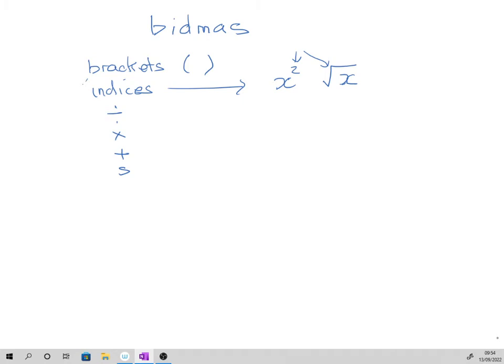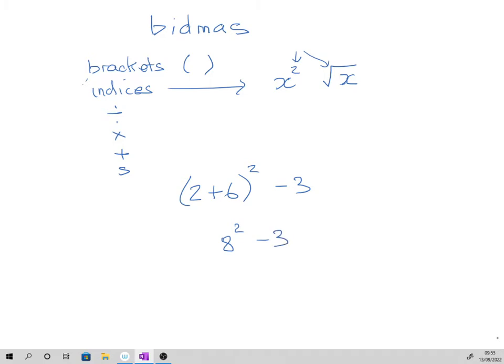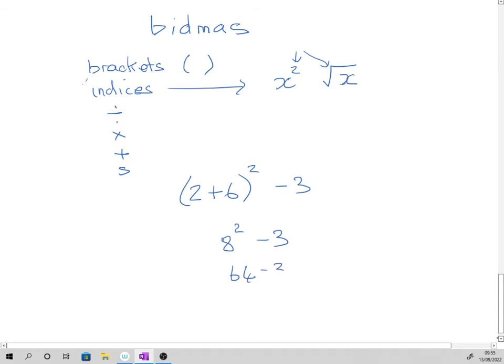So we look at, say, just 3 examples. So we've got 2 plus 6 squared divided by 3. Right, so the first thing we've got to do is the brackets. In order to get rid of the brackets, we've got to do everything inside the bracket, which is 2 plus 6, which is 8. And don't forget the little squared bit on there, minus 3. Now 8 squared is 8 times 8, which is 64, minus 3 equals 61.